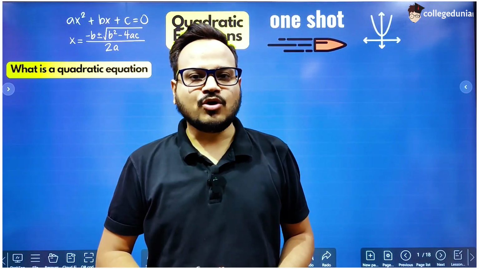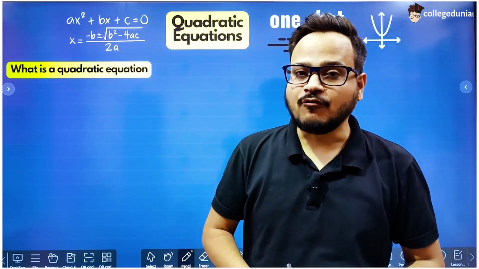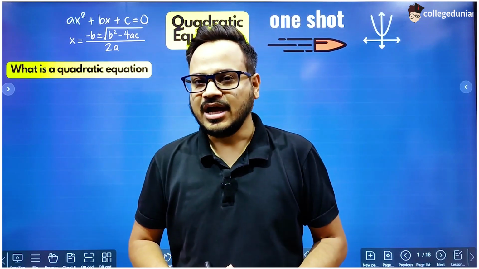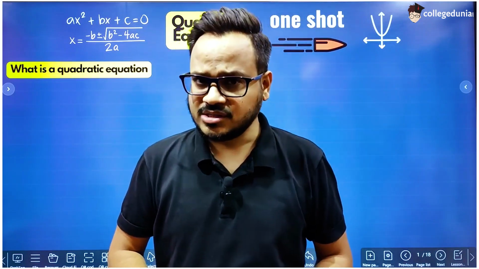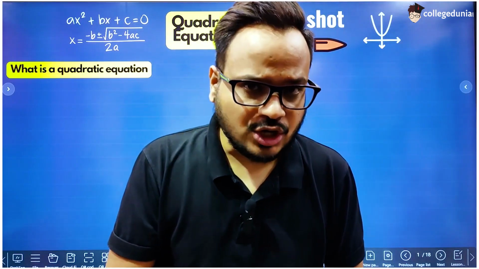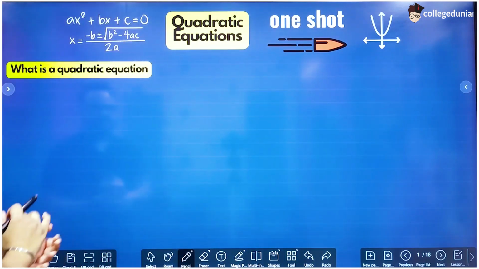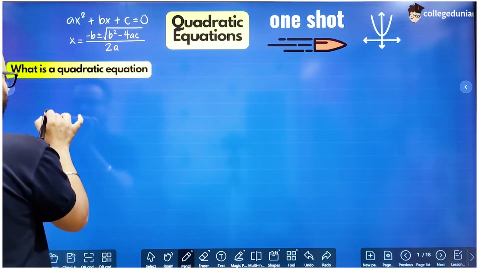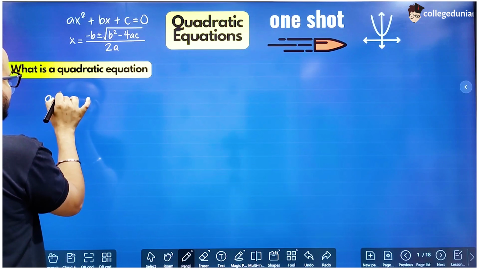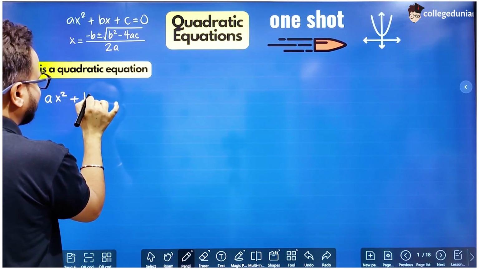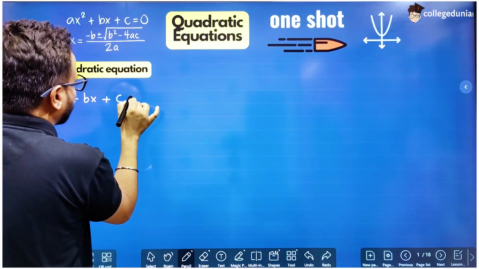Students, in this video we are going to discuss chapter 4 of class 10th mathematics, and the chapter is quadratic equations, which is a very important topic in mathematics. So let's start. What is a quadratic equation? Let's consider this equation: ax square plus bx plus c equal to 0.